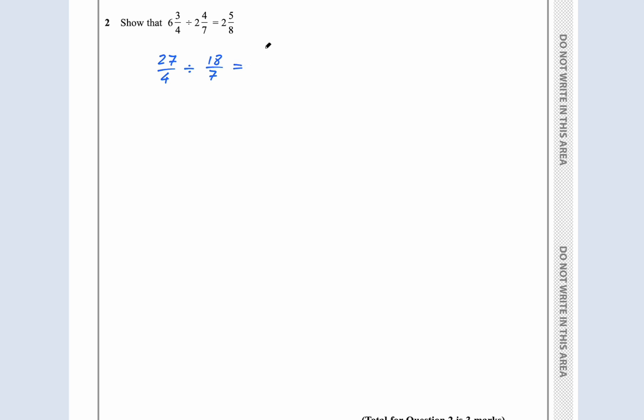And then to divide fractions, if you may be familiar with it, we keep the first one the same, we change this to multiply, and we flip the second one to 7 over 18. So it's keep, change, flip. And then what I would do in this case is I would divide the top by 9. So I divide this by 9. 27 divided by 9 goes 3 times. 18 divided by 9 goes 2 times.